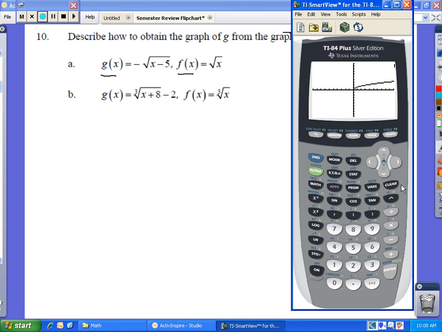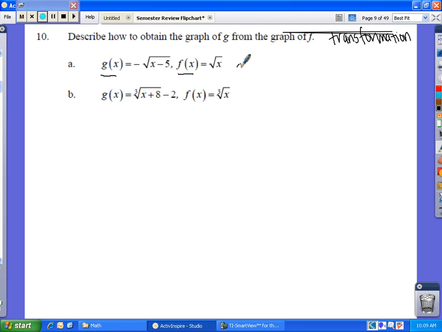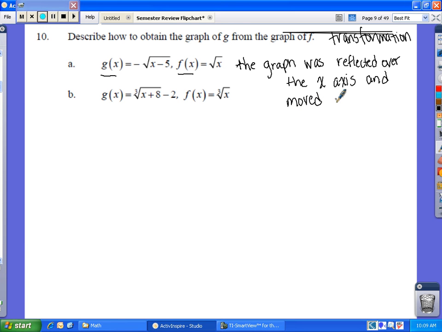Press graph, and what do you notice happens to the graph? Well, the negative actually flipped it and reflected it over the x-axis, and then the minus 5 actually moved it 5 units to the right. So to describe this, I would say that the graph was reflected over the x-axis and moved, translated, 5 units right.